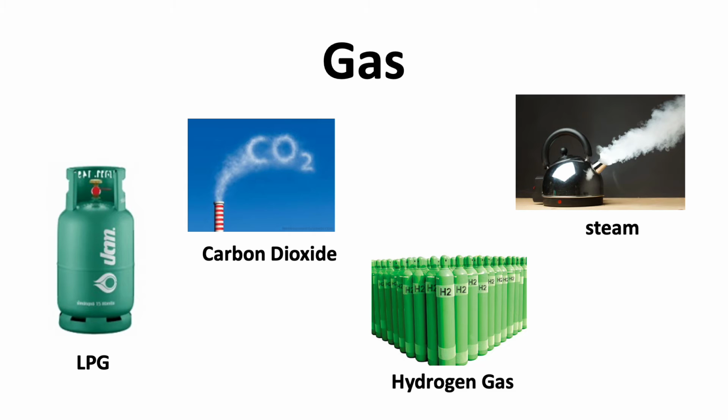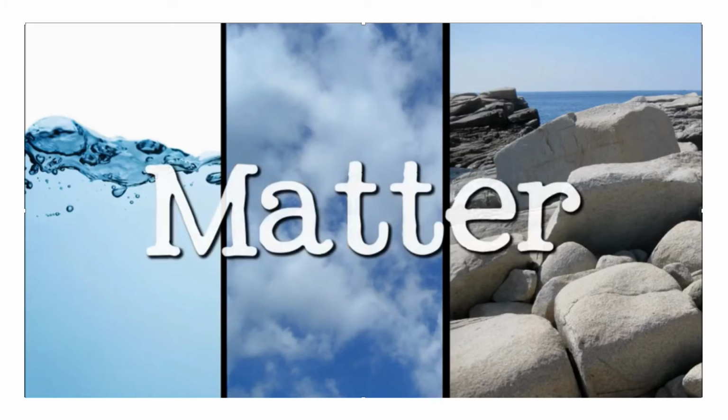And we have also steam. Okay, as you can see, the smoke. Okay, this is not smoke of the fire, but the smoke from the water that is boiling inside the kettle. That is the steam, and that is an example of gas matter. Okay, now for you to understand more about matter or the 3 states of matter, just watch and learn from this video.